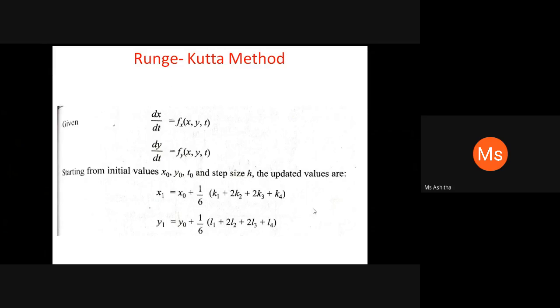dx/dt is equal to f of x, y, t. Similarly, dy/dt is f of x, y, t. So starting from the initial values, I'll consider x naught, y naught and t naught, and h is my step size. First let us write the formulas for the Runge-Kutta method.